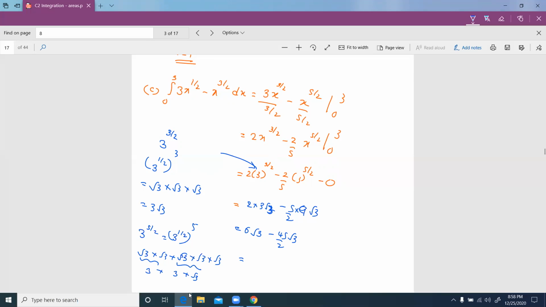3 into 3 over 2 to the power 3 over 2 is 6 over. It's 2 over 5. Sorry, I made a mistake over here, this is not 5 over 2. It should be how much? This is the point I made a mistake. This is not 5 over 2. It should be 2 over 5.